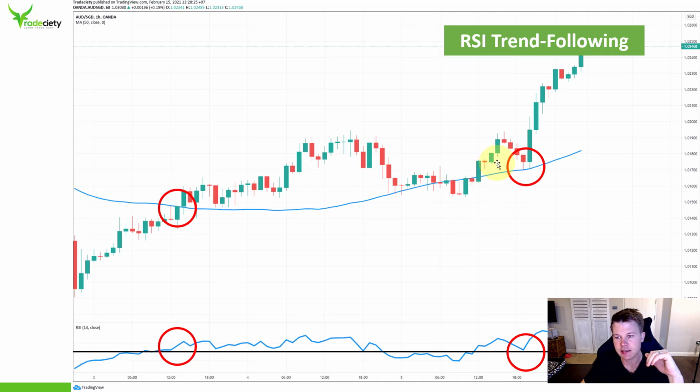You can also see that when you see a pullback into the 50 period moving average, and the RSI is still above 50, there's a very good chance that there will be a strong follow through and a strong move away. Whereas here you can see there was a move into the moving average as well. Here you can see that the RSI dipped below 50, so obviously there was no way to buy here.